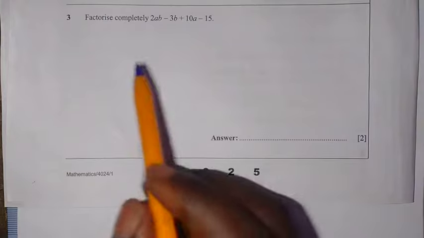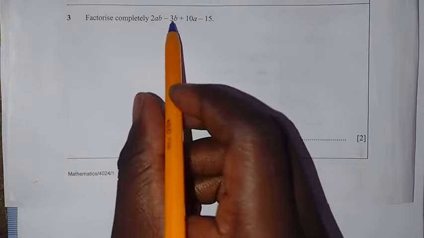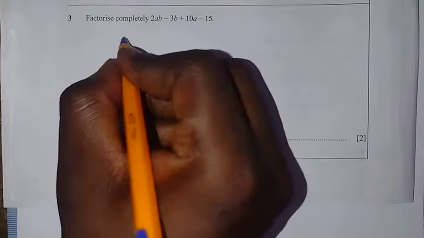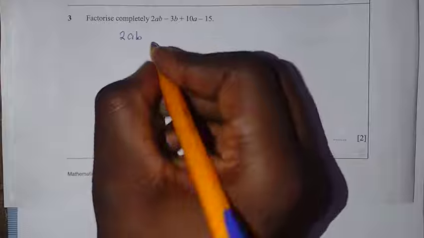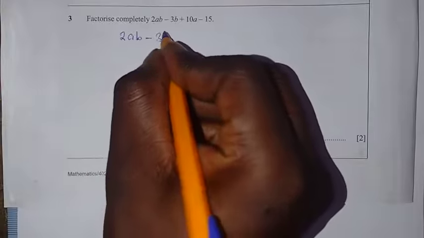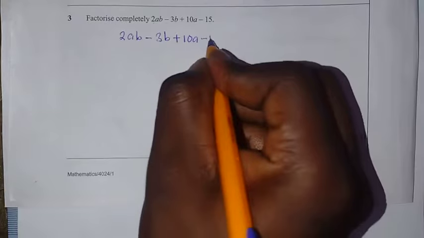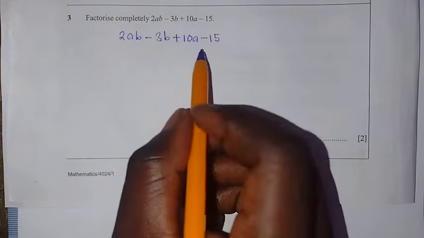Alright, so this is our question 3. Factorize completely 2ab minus 3b plus 10a minus 15. So we want to factorize this expression. First write the expression 2ab minus 3b plus 10a minus 15. Now, there are two ways that we can factorize this.